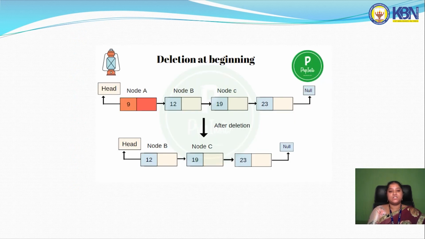Next, deletion at the beginning, as shown in this diagram. We have the head pointing to 9, 12, 19, 23. So we can delete at the beginning. The node 9 should be removed, and then node B and node C and so on.